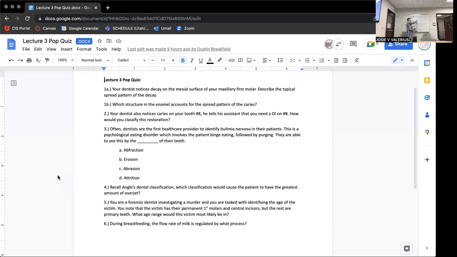So the C on the first one, what do we think that stands for? Central incisors, right? So your central, the L in logs is lateral. And then the F, first molar.